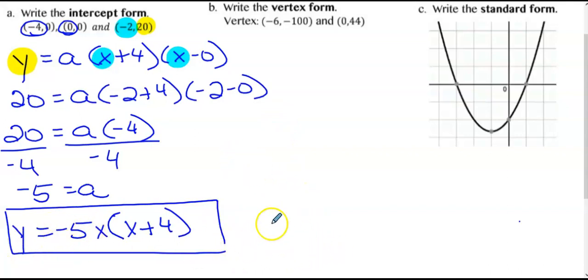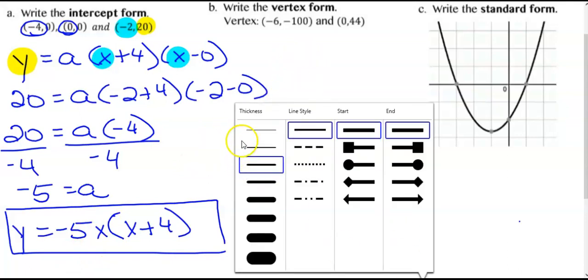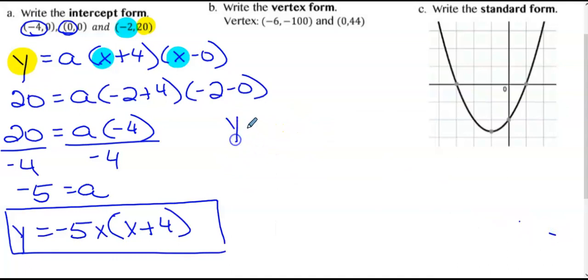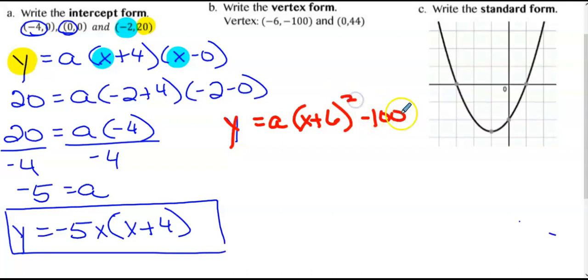Okay, part b, they give us the vertex and they give us another point. Y equals, we still have to find an a, times (x plus 6) squared minus 100. I need to find the a by plugging in 44 for y and 0 for x.